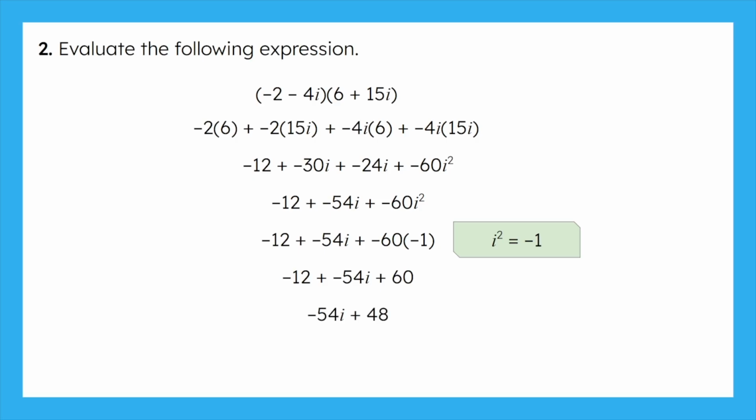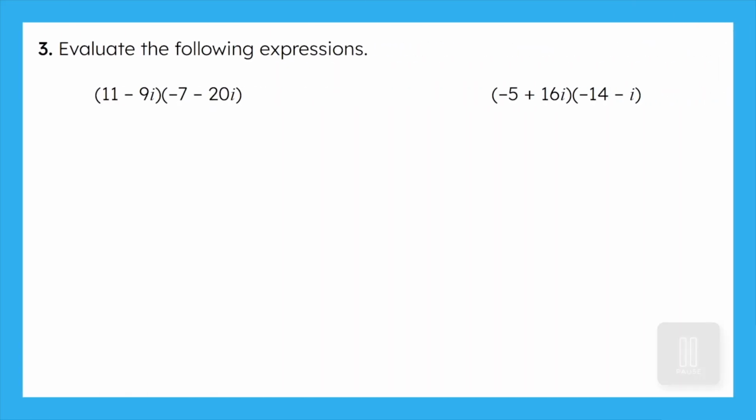Are we done? Not quite, because the complex number needs to be in standard form. We need to place the real number before the imaginary number. So our final answer is 48 minus 54i. If you made any mistakes, that's totally okay. As long as you learn from them, you can avoid those mistakes as you go for these last two problems. Pause now to evaluate the following expressions on your own.